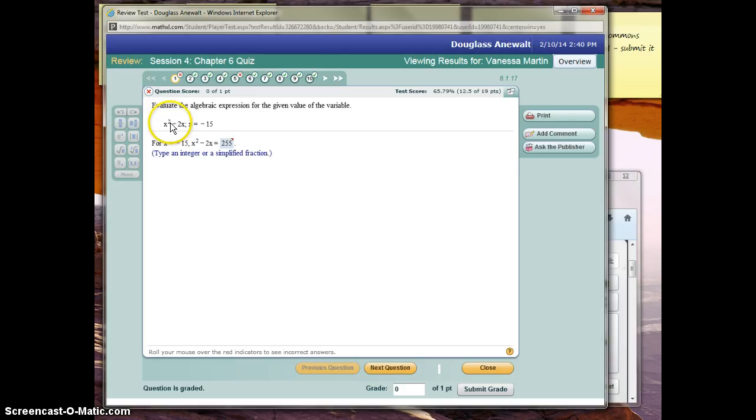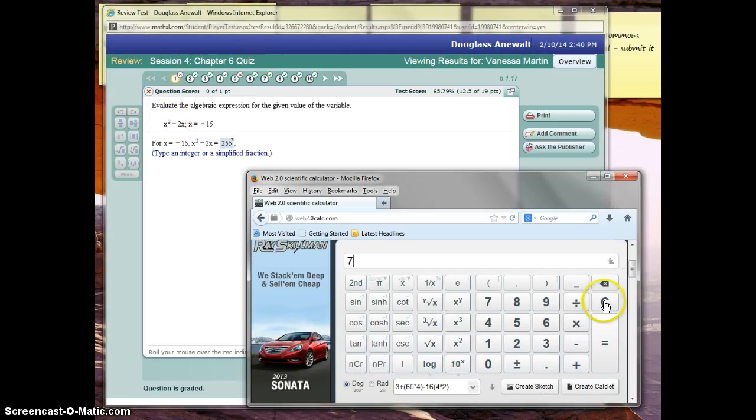So if you do negative 15 squared, that's negative 15 times negative 15. So if we do that, you get 225. And then it says to minus 2 times x. So minus 2, and again x is negative 15. So minus 2 times negative 15, it's going to be minus 30. 2 times 15 is 30. Minus a negative 30, because we had a negative 15. So 225 minus the negative 30 gives you 255.